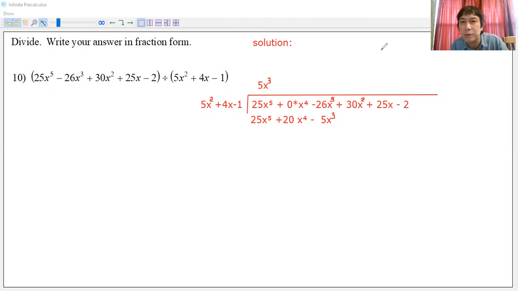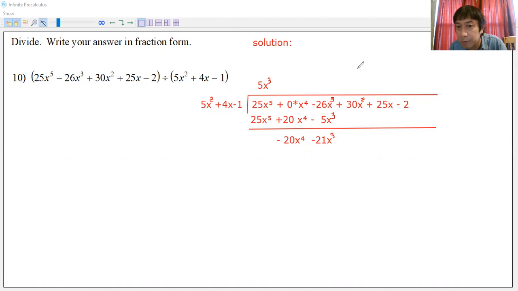After which, we're back to subtraction. After multiplication, we subtract now. 25x to the fifth minus 25x to the fifth, that's a 0. 0x to the fourth minus 20x to the fourth is a minus 20x to the fourth. So we have here minus 20x to the fourth. And here we have negative 26 minus 5. That will become plus 5. So we have a negative 21x cubed.